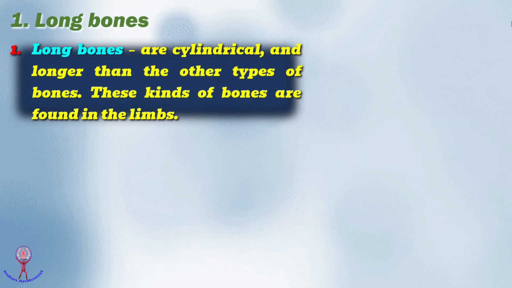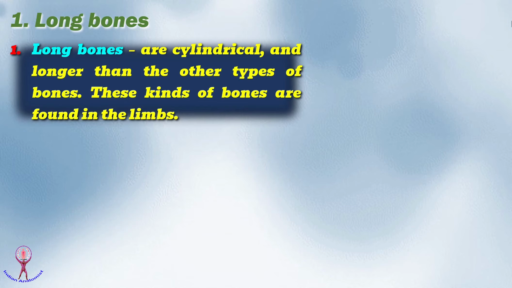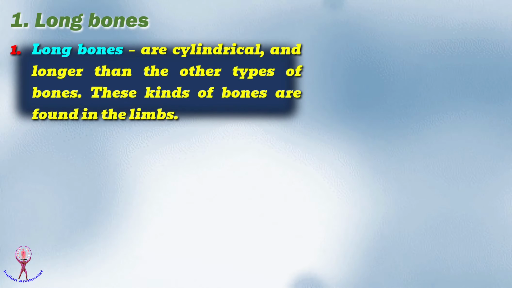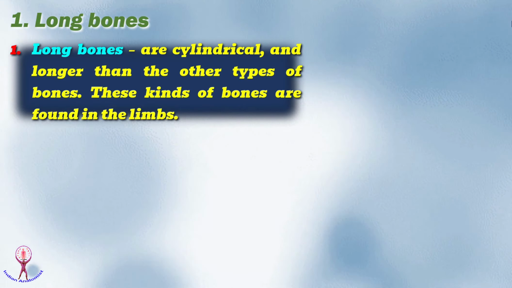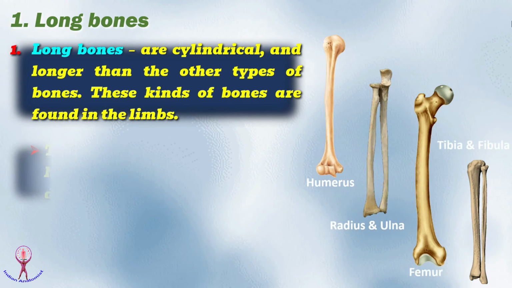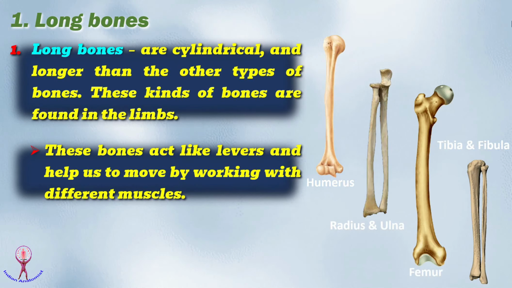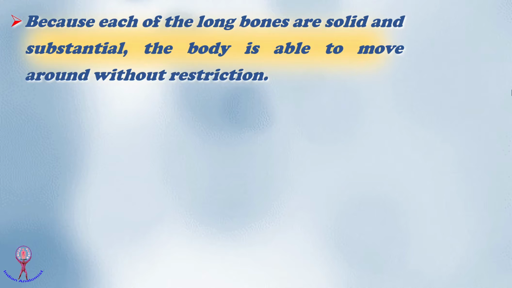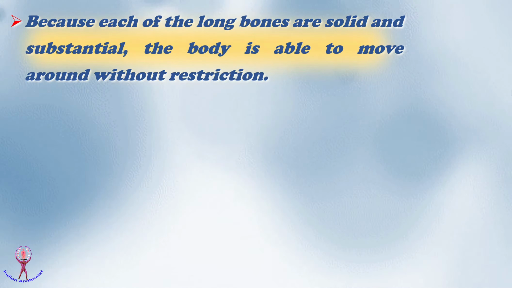What are long bones? Long bones are cylindrical and longer than the other types of bones. These kinds of bones are found in the limbs or extremities. These bones act like levers and help us to move by working with different muscles. Examples for long bones are humerus, radius, ulna, femur, tibia, and fibula. Because each of the long bones are solid and substantial, the human body is able to move around without restriction.